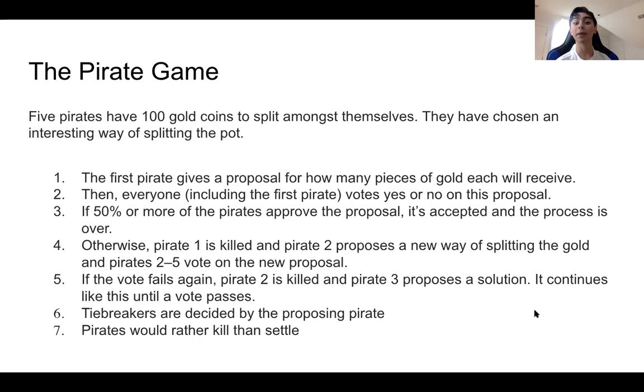And now the remaining pirates vote on the new proposal. Once again, they vote and pirate 2 is killed if the vote fails. And now pirate 3 proposes a solution. And this will continue until some vote passes. So in case of a tiebreaker, okay, very funny person who happens to know the answer, spoiling it. Tiebreakers are decided by the proposing pirate, and pirates would rather kill than they would settle.